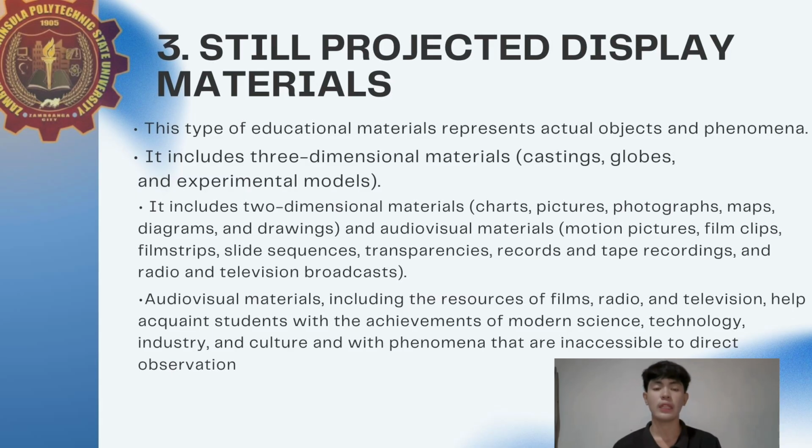Ang una ay the three-dimensional materials. Ito ay yung mga models na pinapakita ang actual form ng isang object. For example, model ng human body or globe na project. Nakakatulong ito guys kasi mas madaling maintindihan ang shape, size at structure ng isang bagay.